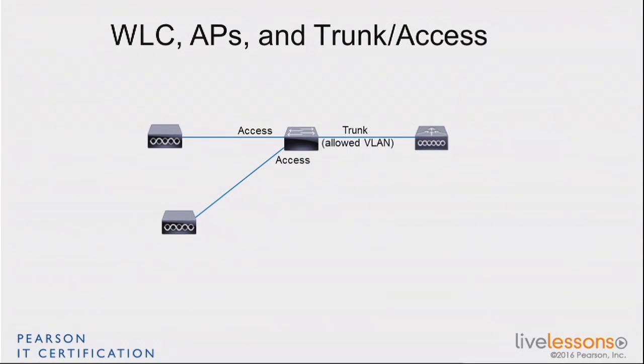Access points do not have these VLAN requirements, so they are typically in an access mode, unless they are in a very specific mode, because they are autonomous and they support VLANs, or because they are in FlexConnect mode. We'll come back to those. But most of the time, access points connected to a controller will be in access mode.